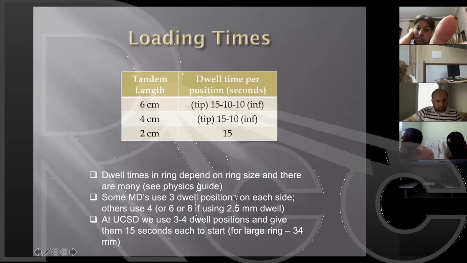Loading times for tandem and ring. The tandem is the same as for tandem and ovoid. Dwell times in the ring depend on ring size, and there are many sizes. I think Adam's given you guidelines for each size ring and how many dwell positions to use and how to load that. I will say here at UCSD, we use 3 5-millimeter dwell positions on each side. Others use 4. Others use 6 or 8 2.5-millimeter dwell positions on each side. So I would say pick a standard, use that every time, and just don't vary from patient to patient. Otherwise, you're more likely to make mistakes. At UCSD, like I said, we use 3 to 4 dwell positions depending on the MD, and we give them each 15 seconds to start for a large ring.